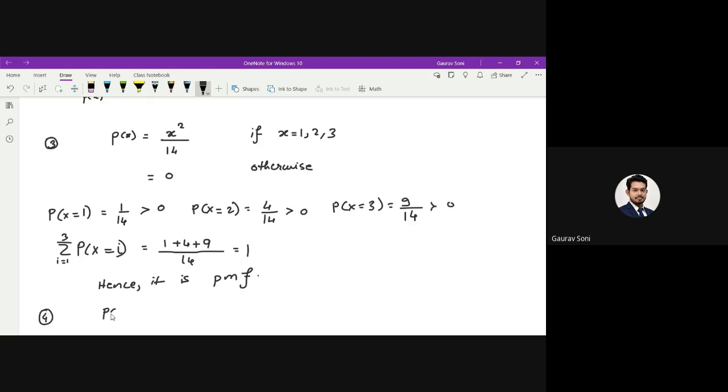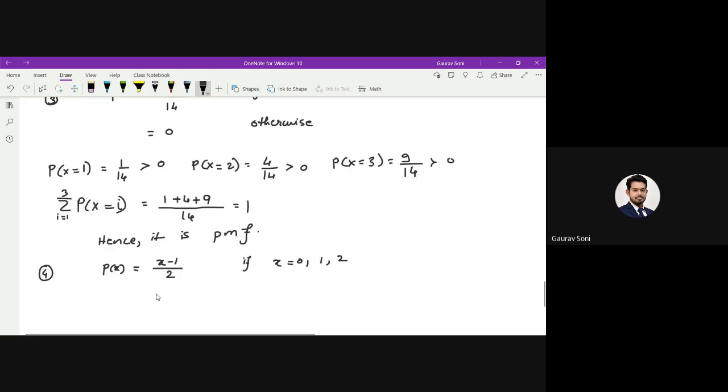Fourth one, P of x is equal to (x minus 1) upon 2 if x is equal to 0, 1 and 2, and 0 otherwise. Why is it not? Sir, 0 minus 1 is minus 1 by 2, which can't be possible. Yes. So the probability of x equal to 0 is less than 0. So it is not a PMF.